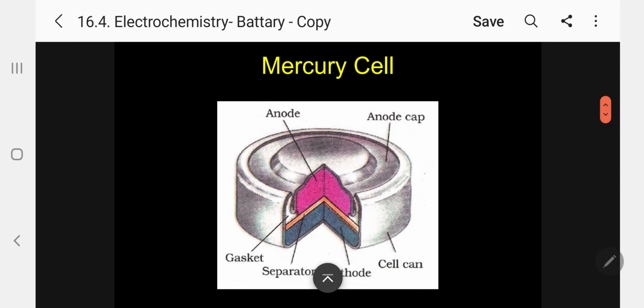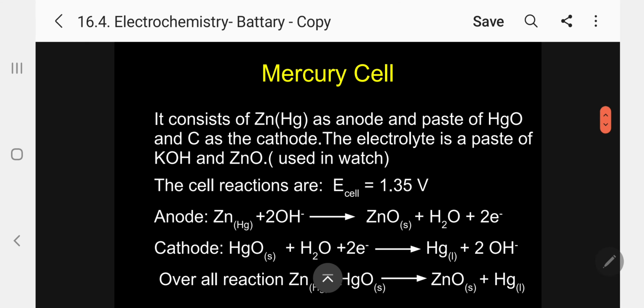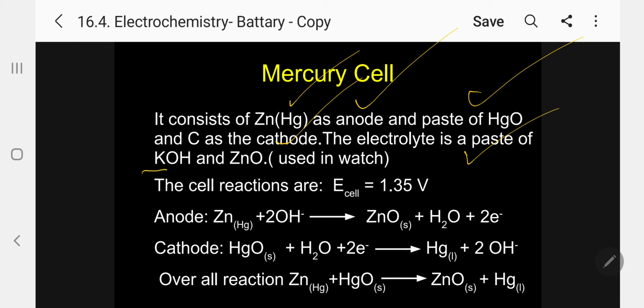See what you are seeing here, it is the mercury cell. Kindly see again, here there is an anode cap, cell can, cathode, separator, gasket. So let me explain now. What is the mercury cell? It consists of zinc amalgamated as the anode and a paste of mercuric oxide and carbon as the cathode. The electrolyte is a paste of potassium hydroxide and zinc oxide. This mercury cell is normally used in watches.